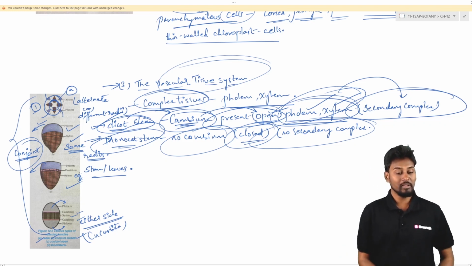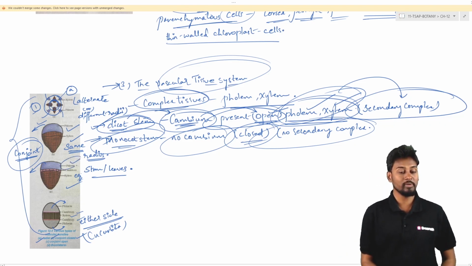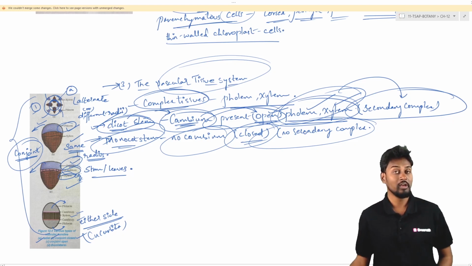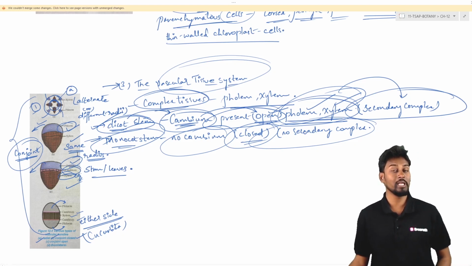So ikkada manam chuskochu the phloem is the one which is present at the outer side as in case of monocots. Xylem is the one which is present in inner side, whereas the cambium is present between the xylem and the phloem, and all of them are generally present in the same radii. So these are called as conjoint open type of vascular system.